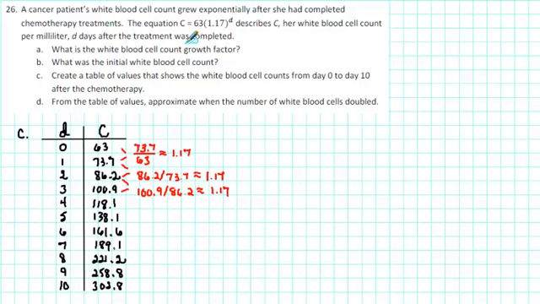Now notice that up in our equation, the base of the exponential function is 1.17. So to answer part A, we can simply look at the exponential equation and write down the base of the exponential function. That is the blood cell count growth factor. So for A, our answer is 1.17.